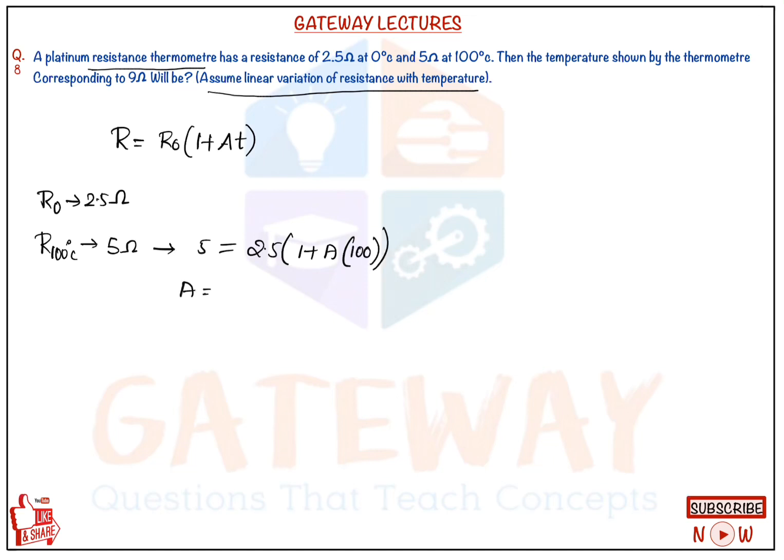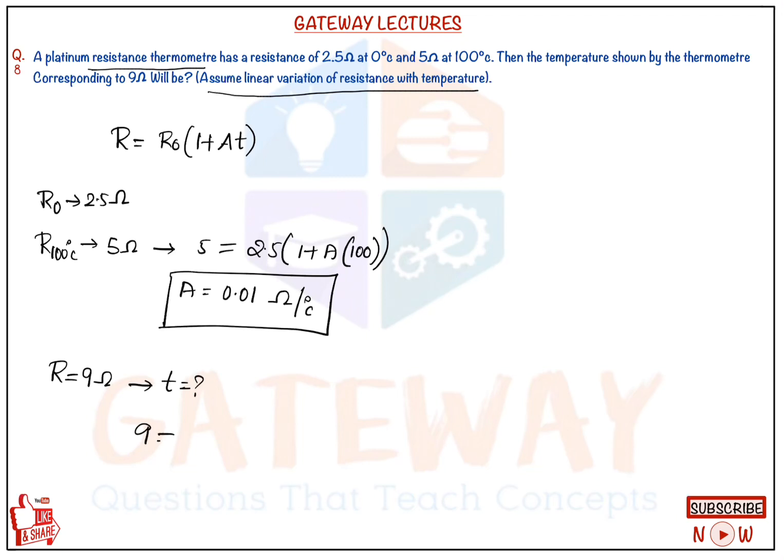From that we will get the value of A as 0.01, and the unit will be per degree centigrade. Even though it is a constant, it is a constant of linearity, so it should have some unit to balance that linear equation. So A is equal to 0.01. Now we need to calculate the temperature at R equal to 9 ohms.